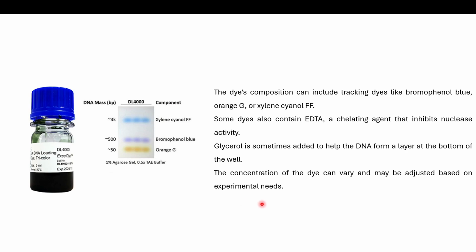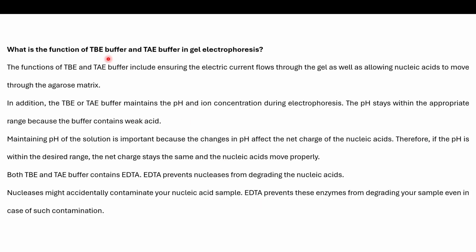Now, I was talking about the running buffer. There's tris acetate EDTA buffer for agarose gel electrophoresis. There's tris borate EDTA buffer. So there are different kinds of buffer. The most commonly used ones are TAE and TBE, and TAE is the most commonly used one. Now, when to use what? The functions of TBE and TAE: this is tris borate EDTA, and this is tris acetate EDTA.